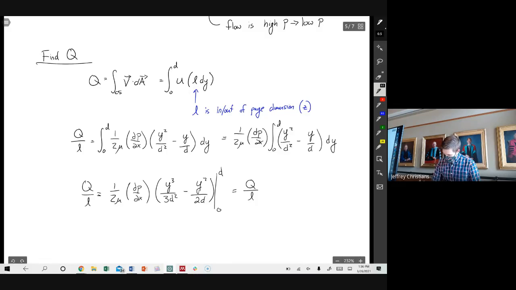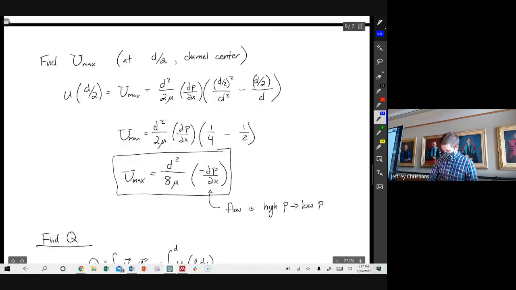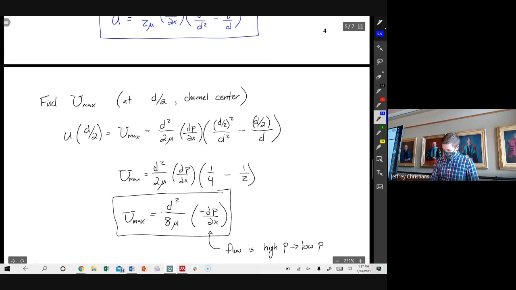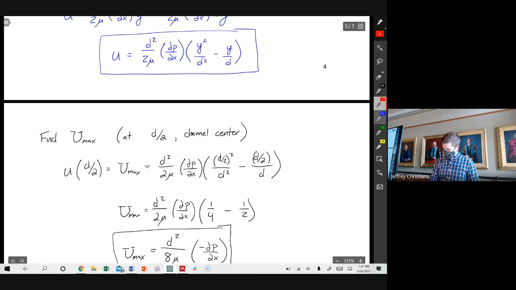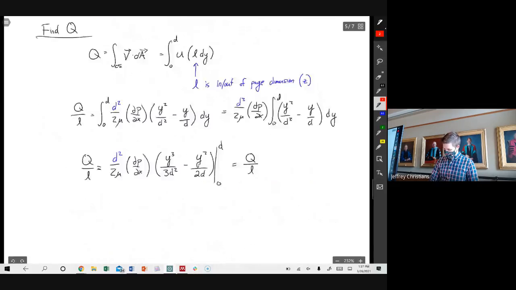Sorry, I messed up. This is not the right value for u. That should have a d squared, shouldn't it? D squared. So turn your 1 into a d squared. Right, is that right? Yeah. See? Missed it. Okay, so that should be a d squared.